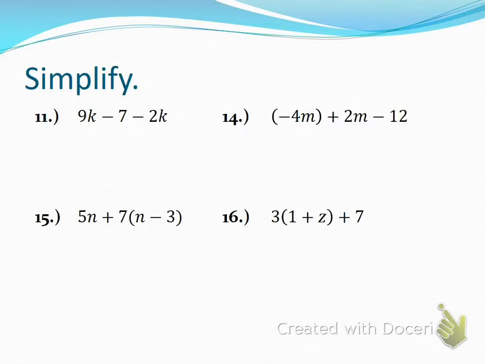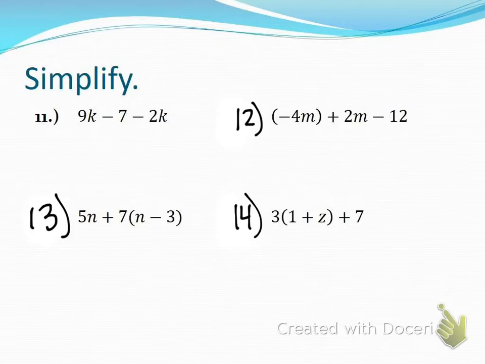Give you a moment to write them down before we talk about them. On number 11, do we have any distributing to do? No. How do we know that there's no distributing? There are no parentheses anywhere, so there's no distributing happening. So what do we need to do on number 11? Very good. Combine like terms.